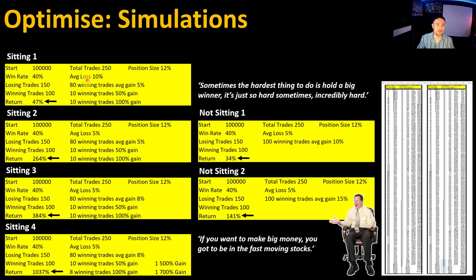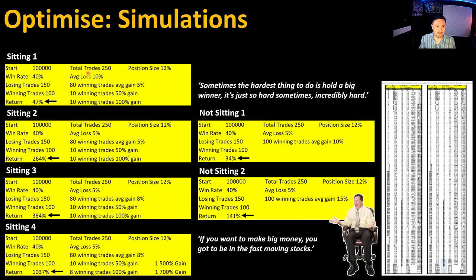Let's take a look. So average loss 10%, and of your 100 winning trades with your 40% hit rate, 80 winning trades, average gain 5%, basically nothing, okay? But you're gonna have some big winners. 10 winning trades of a 50% gain, 10 winning trades of 100% gain. Over the course of these 250 trades, at the end, you return 47%.